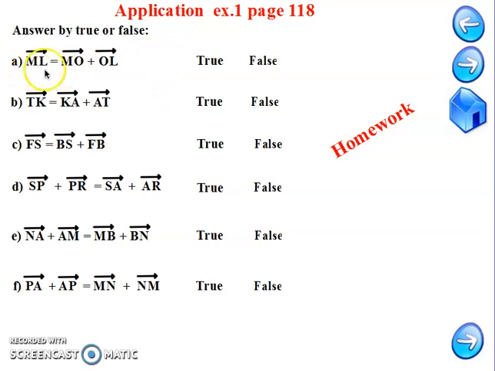Part A. Vector ML equal vector MO plus OL. We are adding two consecutive vectors, since the first vector ends with O and the next vector starts with O, then we will get ML using Chasles's rule, so it is true. Okay?